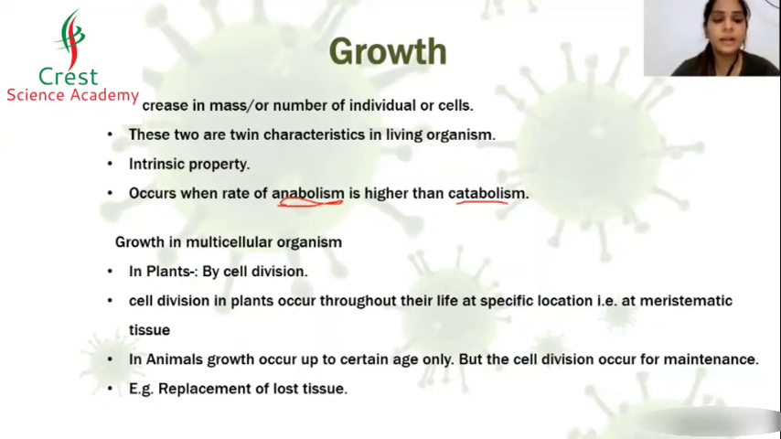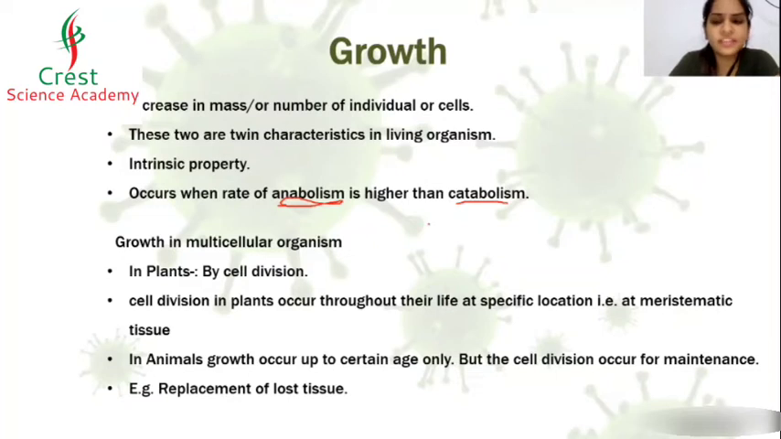So in multicellular organisms, growth takes place. In plants, it takes place by cell division. By cell division in plants, growth takes place. But it cannot occur everywhere. There is a proper location in plants in which growth takes place. In plants, growth takes place at a proper location, that is the meristematic tissue, and the plant can grow throughout its whole life. In animals, growth cannot occur throughout their life. They have their proper age by which they can grow.